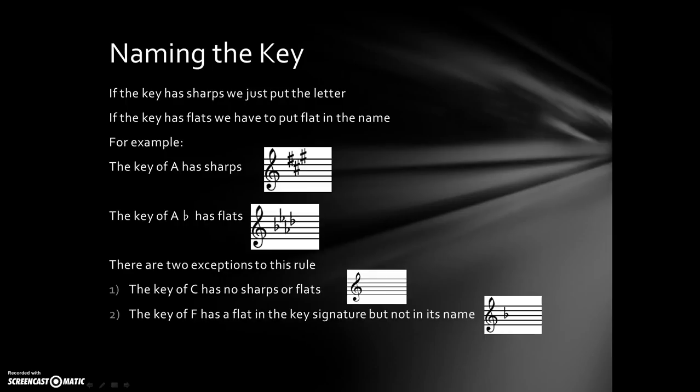Naming the key. If the key has sharps, we just put the letter. If the key has flats, we have to put the flat in the name. For example, the key of A has sharps, but the key of A flat has flats. There are two exceptions to this rule. The key of C has no sharps and no flats. The key of F has a flat in the key signature, but not in its name.